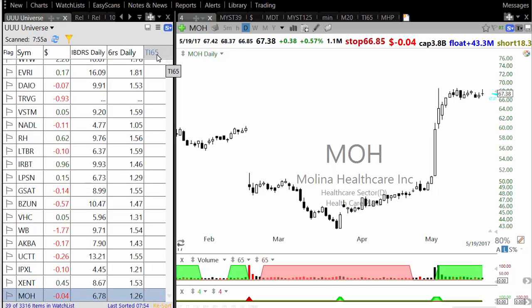Okay, if you're an active trader, obviously you want to use a shorter time frame because you want more opportunities. You want to find a move much quicker, and that way you can use TI65. If you're an intermediate term trader, then you can use a 6 months. If you're looking for really longer term moves, then you can use this IBD style, or it mimics an IBD style relative strength.